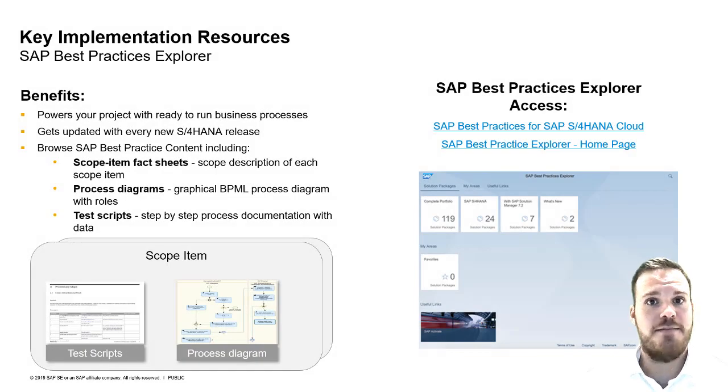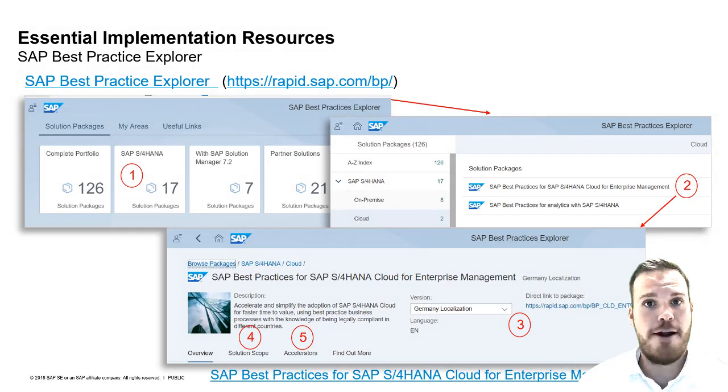In the Best Practice Explorer, you find everything on the scope items, every detail, as well as the process diagrams and test scripts to really validate the tests you need to take to ensure project success. The Best Practice Explorer contains every solution of SAP. The steps you need to take to see S/4HANA Cloud in the Best Practice Explorer are shown below.